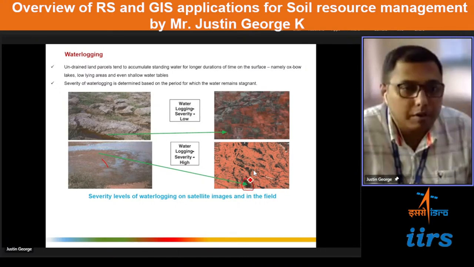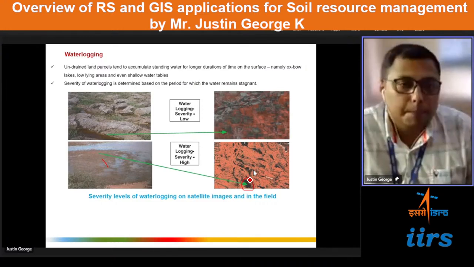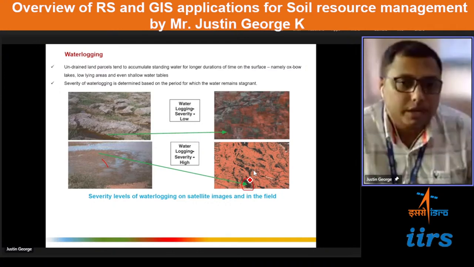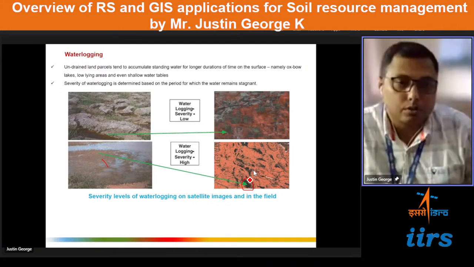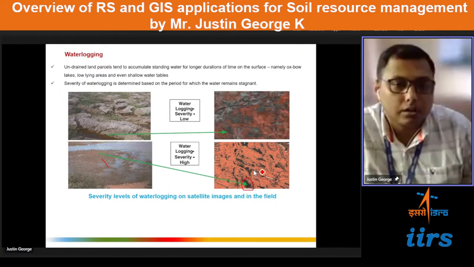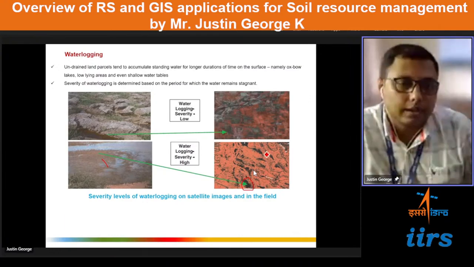When we discussed the spectral reflectance curve, we saw that the spectral reflectance curve of water has a signature where the reflectance is very low, and beyond 1.2 micrometers it will be 0. That means there will not be any reflectance. That's why all these waterlogged patches have a very dark zonation or very dark coloration.